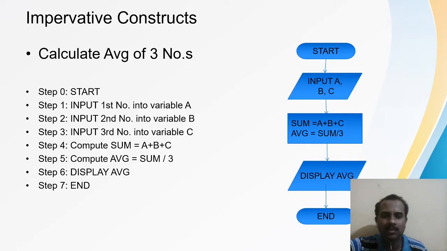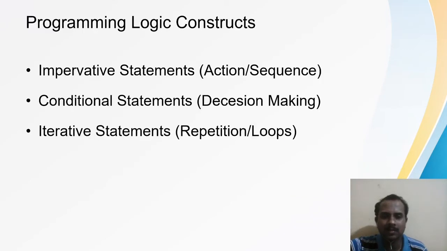First one is imperative constructs. While coming to the imperative constructs, the instructions will be executed in the sequential manner. That means step 1 will be executed, next is step 2, next step 3, step 4, step 5, step 6, step 7, like that. It is going to be executed continuously without any jumps, so every instruction is executed in the linear format.